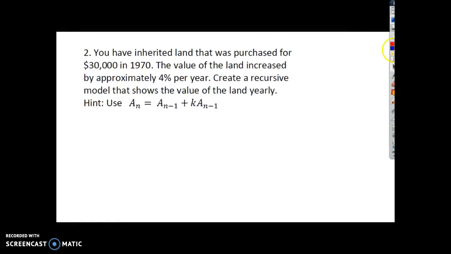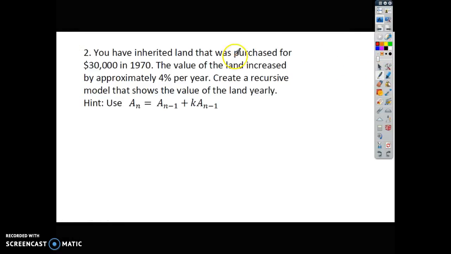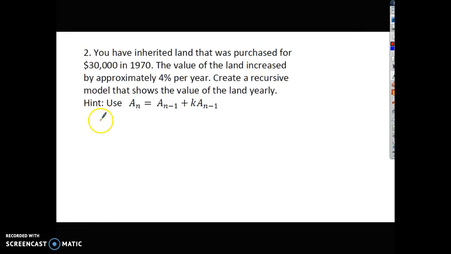Number 2, again, this is from the last quiz. So you have inherited land that was purchased for $30,000 in 1970. The value of the land increased by 4% per year. Create a recursive model. So our recursive model is going to look exactly the same. The only thing that changes is going to be the k. So the model is what we use before we plug in any values. So the model, again, is just going to have the k filled in. Right here it says 4% per year, which means that this is 0.04.